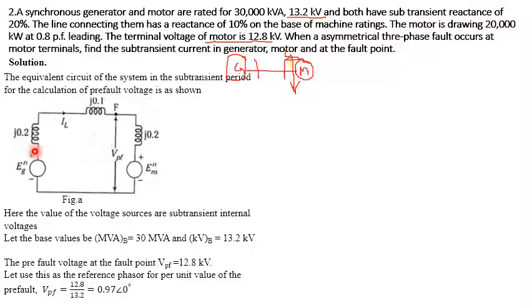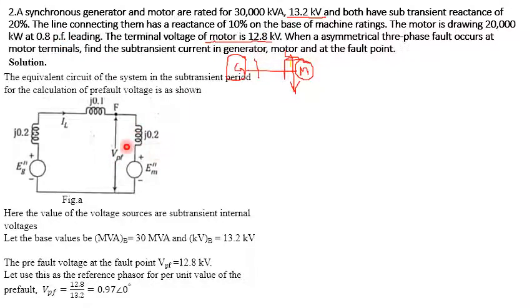Okay, this is very important: how you need to select the base, right? The base values on the generator are 30 MVA. He has given 30,000 kVA, which is nothing but 30 MVA, and the voltage is 13.2 kV. The pre-fault voltage at the fault point means there is a fault which is going to take place on the motor which is working at 12.8. Do not get confused between this base voltage and the terminal voltage of the motor. The motor is working at 20,000 kilowatt at 0.8 power factor leading and 12.8 kV.